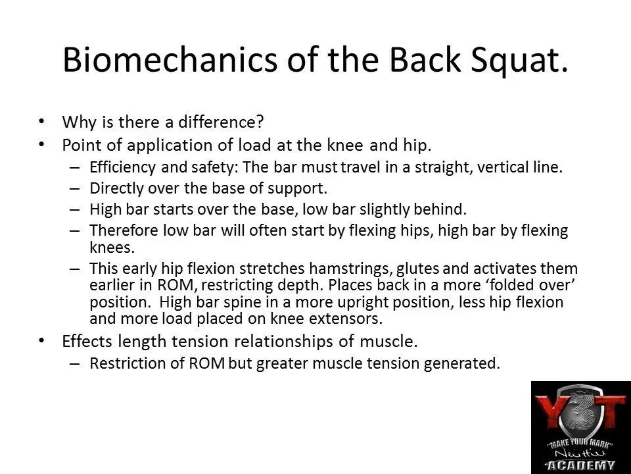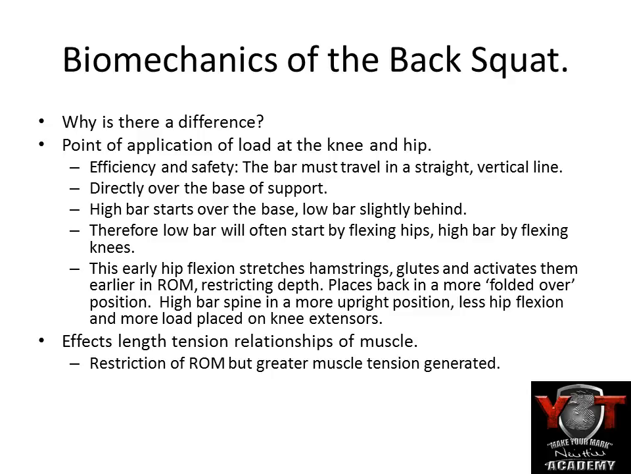So why is there a difference? It's to do with the point of application of load at the knee and hip. Ultimately, regardless of what we're doing, the bar must travel in a straight vertical line. So from the point where you're at your strongest, the bar should move vertically. It shouldn't drift forwards or backwards of that vertical line. And it should be directly over your base of support where you can generate the most force. Like I said, high bar starts over the base, and the low bar is going to be slightly behind.